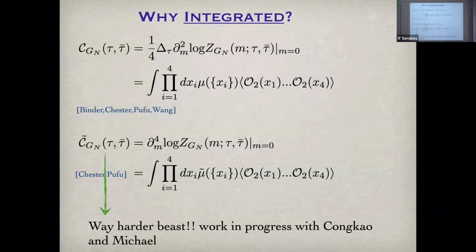Just a very quick comment in reply to Hugh's first question. The formula on the slide makes it manifest that it's crossing symmetric, because the correlator, the integrated correlator, is simply a mass derivative of the partition function, which is by definition crossing symmetric.